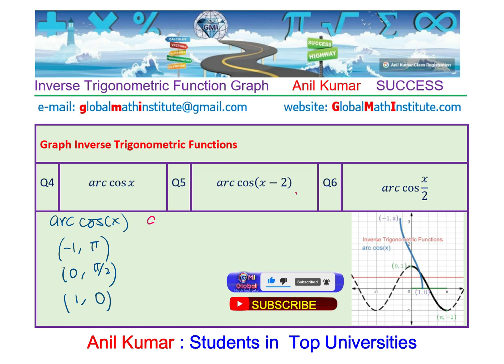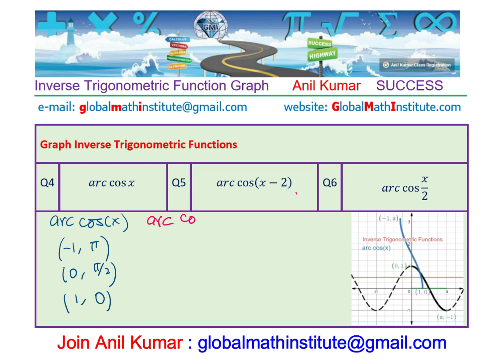Now we need to sketch the graph of cos inverse x minus 2. So what really happens? The coordinate points x move right 2 units, right? So translate 2 units right. Clear? So that means the x values will change, right? The x values will now be x plus 2, and the y values will remain the same.